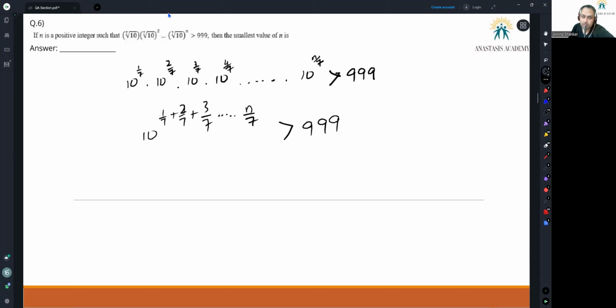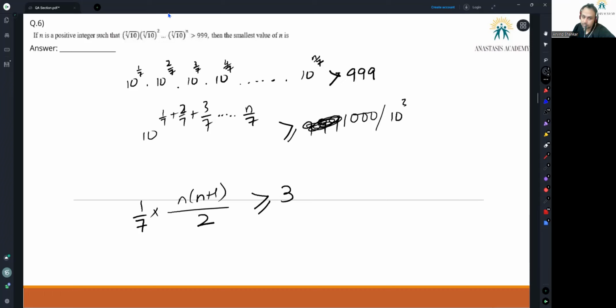Hopefully, the leap that we can make is if I take out 1 by 7 common, this is nothing but the sum of the first n natural numbers. And instead of working with 999, can I go to 1000, which is as good as 10 cube? So only looking at the powers, I get n into n plus 1 by 2, into 1 by 7, which was taken out common, has to be greater than or equal to 3. So n into n plus 1 is greater than or equal to 42.